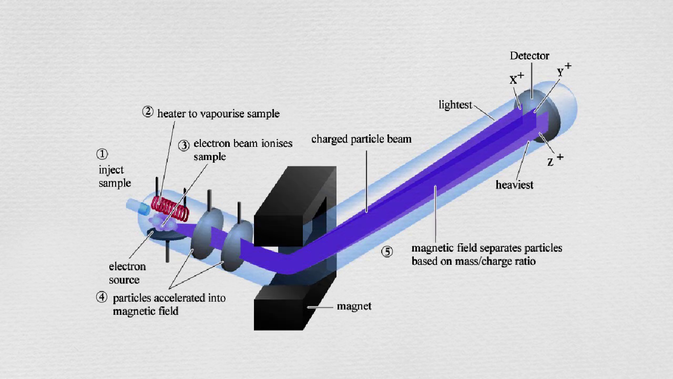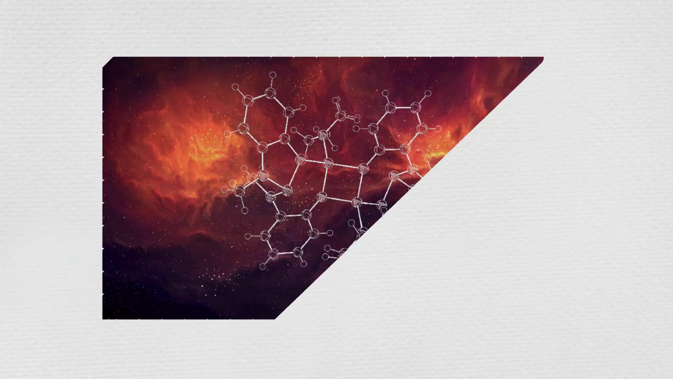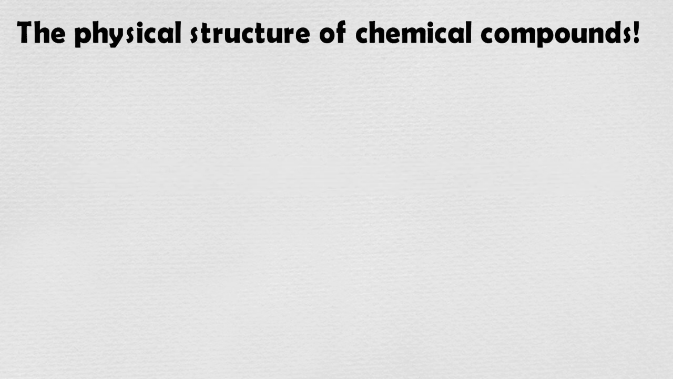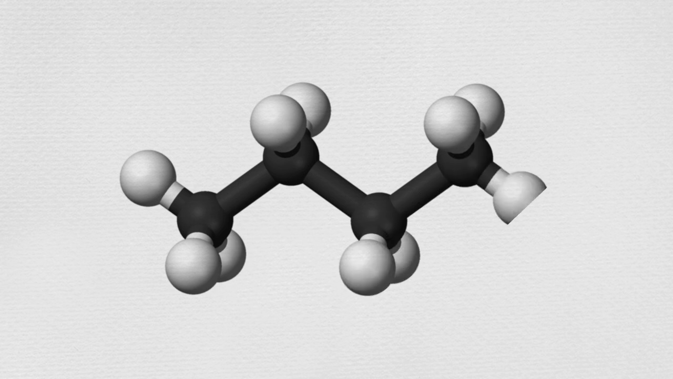Now that we've discussed analytical chemistry, we will be moving on to physical chemistry. Physical chemistry is the branch of chemistry that deals with the physical structure of chemical compounds and the way they react to other matter and bonds that hold the atoms together.